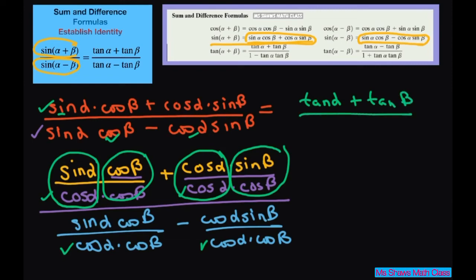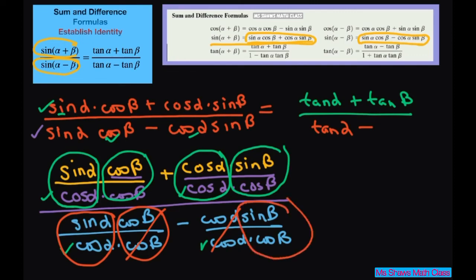All right. And the same thing is going to happen in the denominator. So this is going to be tan of alpha. This is 1, so just cross that out. Minus, this is 1, so it's 1 times tan of beta.